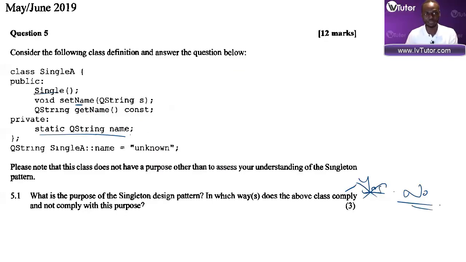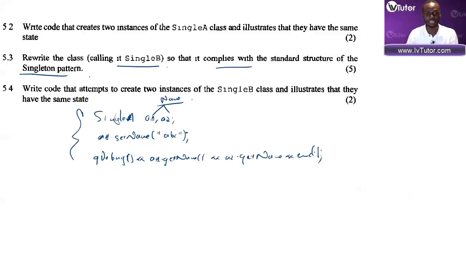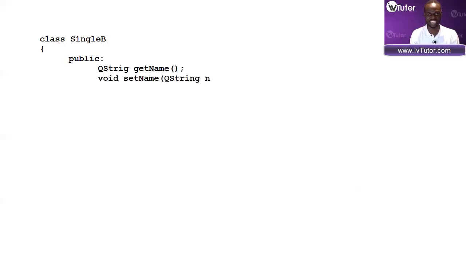You can still keep these functions here, set name, get name. It doesn't matter. You can still make this one static, but if it's going to be a singleton class, it doesn't really have to be static because there's only going to be one instance anyway. So what I can do in this case is go class single B. In here, under public, I can still have my QString get name. I can still have my void set name, QString n, whatever it is.